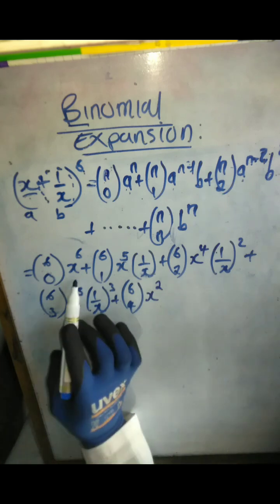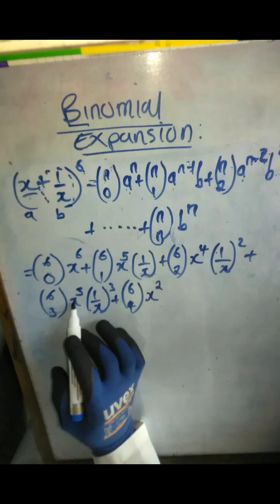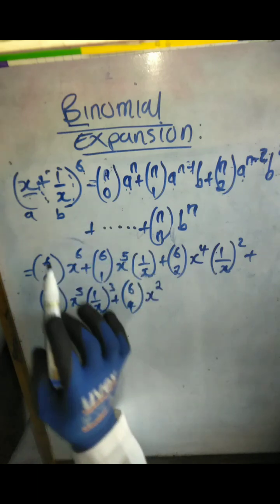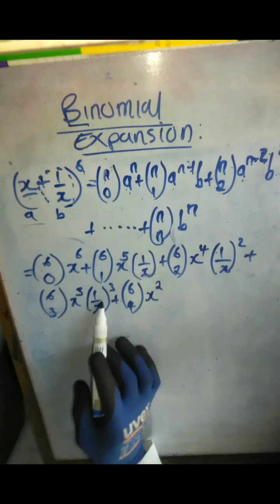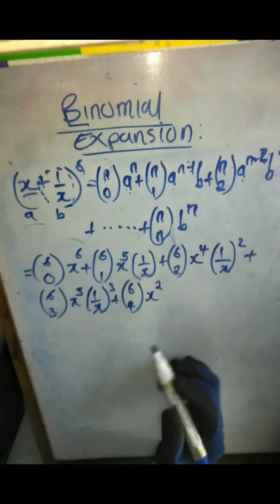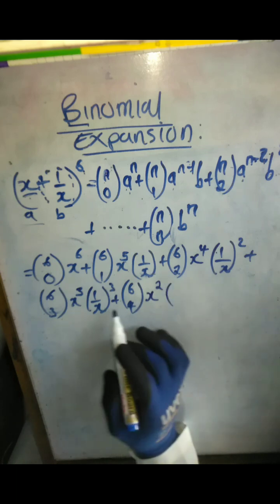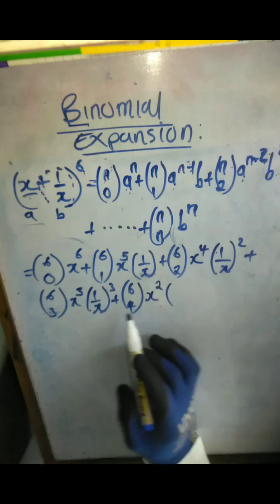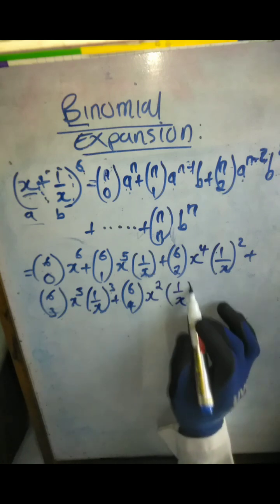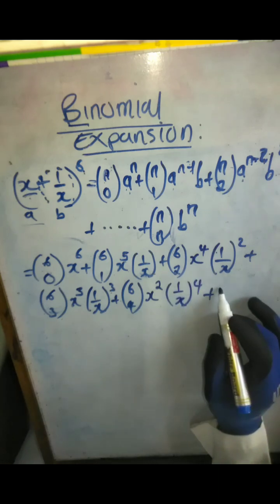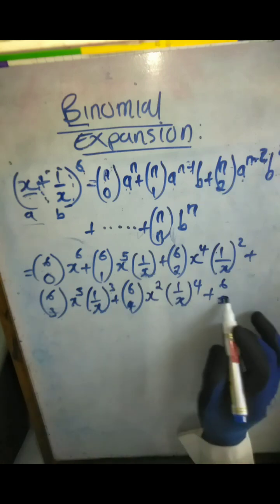So the power of x is decreasing, but the power of b is increasing. The power of the first term, the power of a, decreases by 1, but the power of b increases by 1. So we have x to the power 2, then our b will be, because it was to the power 3, to be to the power 4, 1 over x to the power 4, plus again here n, which is 6, combined here it's 6 combined 4 to be 6 combined 5.